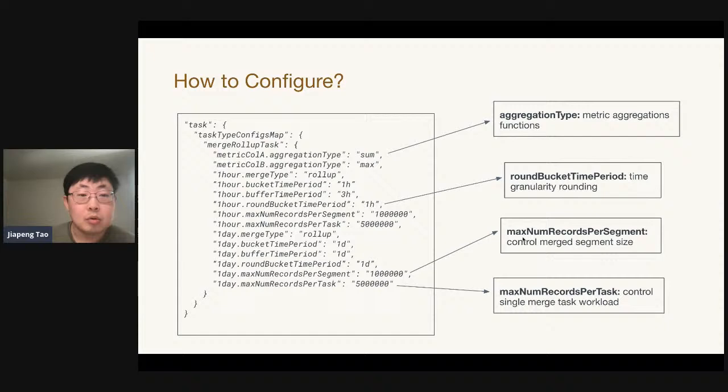This slide shows a more complex example. Instead of one merge level, we can have multiple merge levels. In this case, it's 1 hour and 1 day. So we will merge the original data into hours first, and then it will be ready to be merged into daily granularity. There's some other config we can do. For rollup, we will have the aggregation tag, which is the metric aggregation functions. And we can also configure the round bucket time period, which is a time granularity rounding.